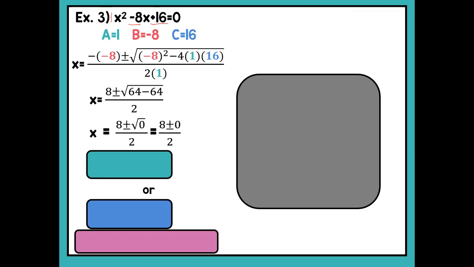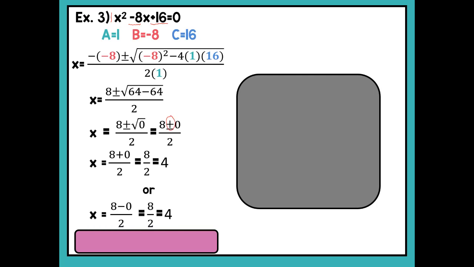And so we're left with two cases, either x equals 8 plus 0 divided by 2. And let's simplify that quickly. 8 divided by 2 is 4, so 4 is an answer. Or we'll look at the minus case of the plus or minus. And x is equal to 8 minus 0 divided by 2.